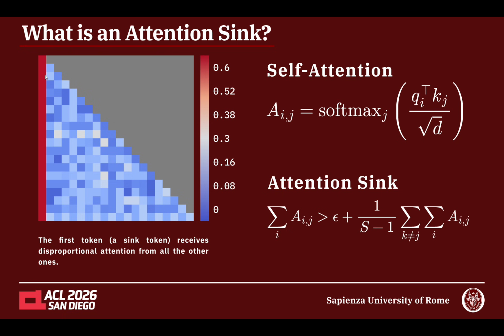For example, in autoregressive models, most of the time it's one of the first few tokens, like the beginning of sequence token. And we can mathematically define this as a token that receives an attention that is bigger than an amount epsilon compared to the average of all the incoming attentions of all other tokens. So basically, what this formula is telling us is that we define an attention sink as a token that has an incoming attention, or let's say the sum across all rows, that is bigger than an amount epsilon compared to the average of all the other tokens.